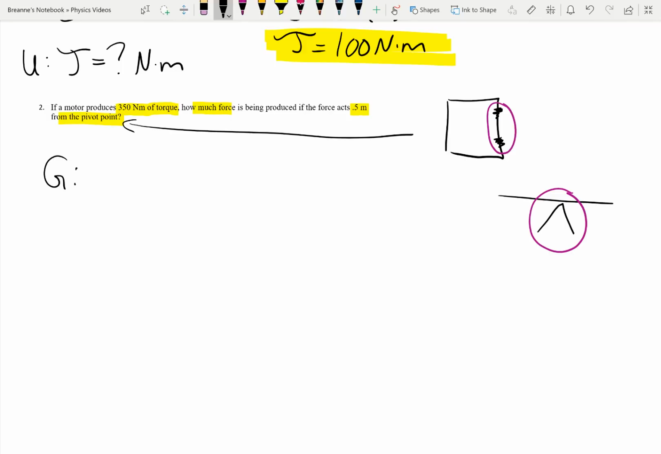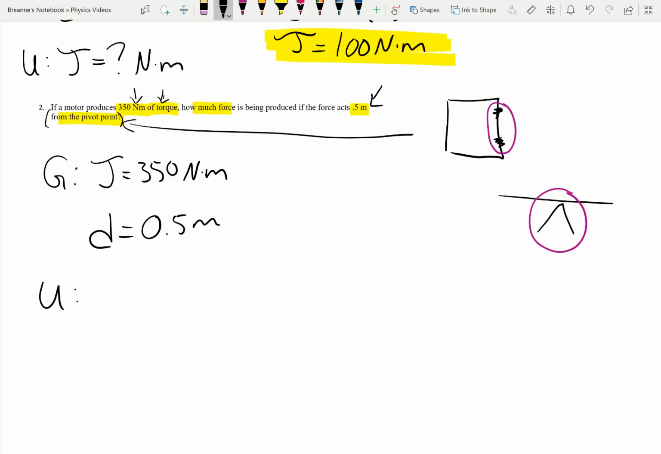So let's do the givens. I know it's torque because of 2 things: it actually says torque, and it says newton meters. So our torque is 350 newton meters. The force acts 0.5 meters from the pivot point. So that's telling us our distance. I know that because M stands for meters, and again, from the pivot point kind of gives you your distance. Your unknown is how much force. So we're looking for force, and we know that's in newtons.